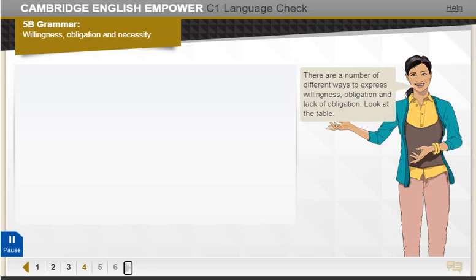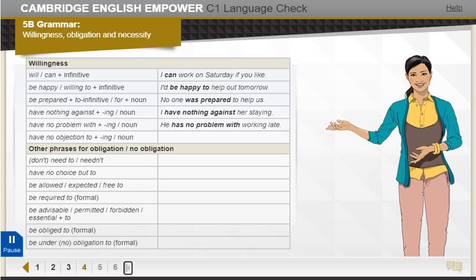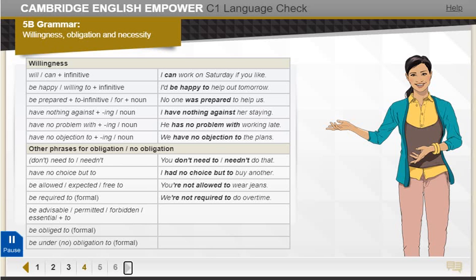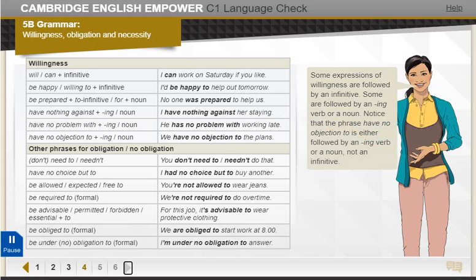There are a number of different ways to express willingness, obligation, and lack of obligation. Look at the table. Some expressions of willingness are followed by an infinitive. Some are followed by an ing verb or a noun. Notice that the phrase have no objection to is either followed by an ing verb or a noun, not an infinitive.